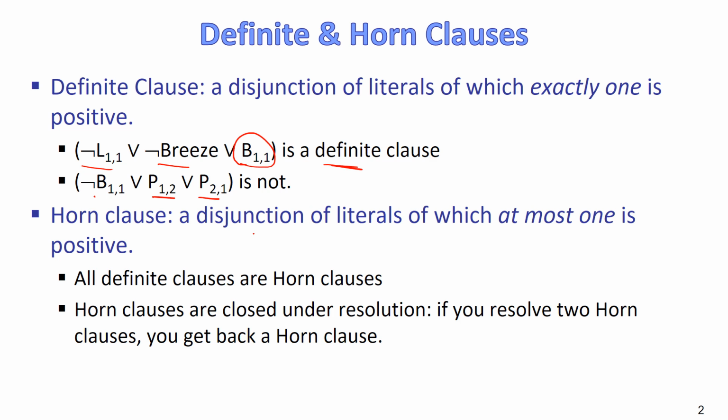We also defined a more general form of clauses, which is horn clauses. So a horn clause is a clause of which at most one literal is positive. So here it's at most one, which means 0 or 1 positive literals. So it covers definite clauses, but also has the clauses that have no positive literals at all.